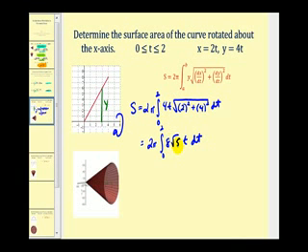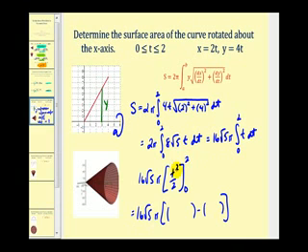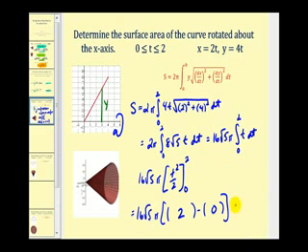Let's go ahead and factor this constant out. So we'll have 16 square root 5 pi times the definite integral of t dt from 0 to 2. So we'll have 16 square root 5 pi. Well, the antiderivative of t is just t squared over 2. Now we'll go ahead and evaluate this. When t is 2, we'll have 4 over 2, that's 2. And when t is 0, we'll have 0. So the surface area is going to equal 32 square root 5 pi square units.